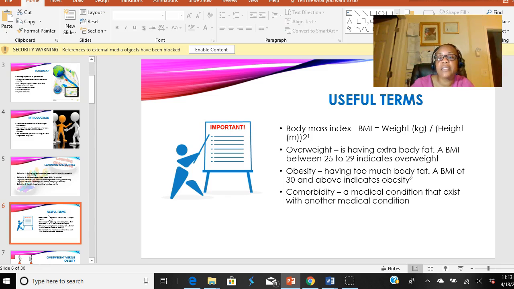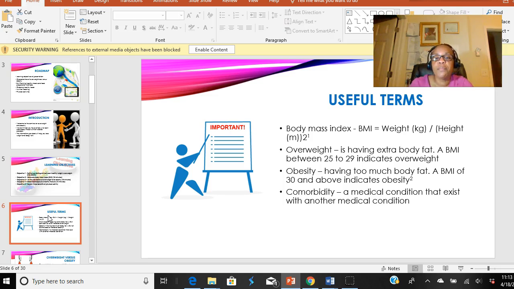Obesity, on the other hand, is having too much body fat. How do you know when you are obese? A person who is obese will have a body mass index of 30 and above, and this can be found in the reference. The first reference was for the body mass index, and the second reference pertains to obesity.